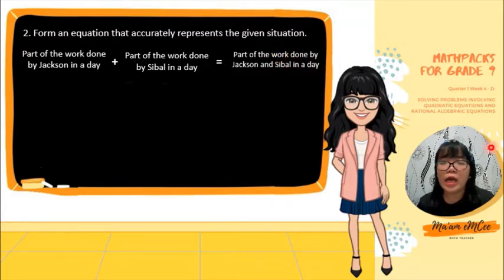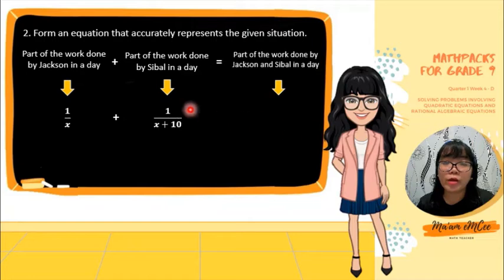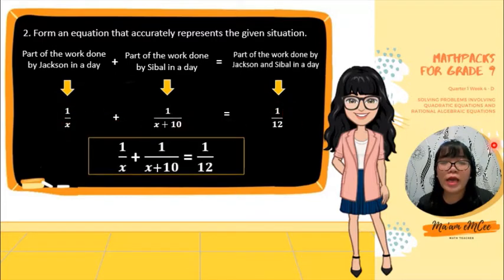And remember, part of the work done by Jackson in a day is 1 over x. So this will be added to the part of the work done by Sibyl in a day, which is 1 over x plus 10. And this will be equal to the part of the work done if they work together. So if they work together, their rate is equal to 1 over 12. So that is why we have here 1 over x plus 1 over x plus 10 is equal to 1 over 12. And that will be our working equation.